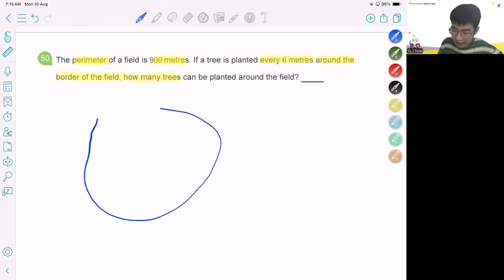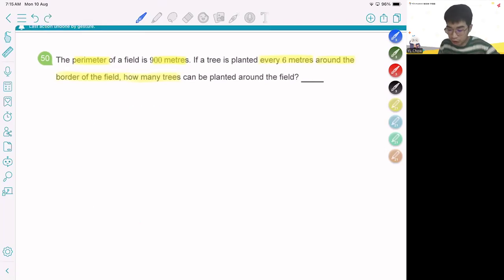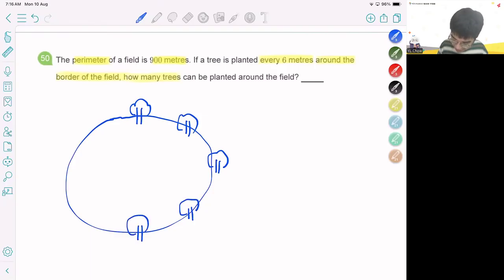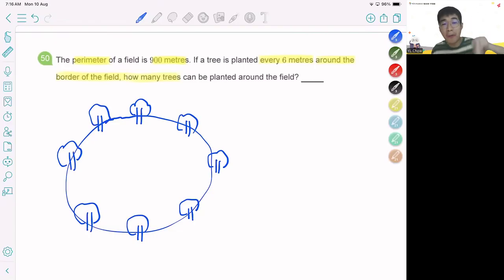If you know what's the key concept behind it? Now, let's say this is a field. Since I didn't say what shape it is, it could be any shape. Let me draw a prettier shape. Maybe this is the field. Before I proceed with the question, let's start with a small example. Let's say teacher Yong Lam decides to plant 1, 2, 3, 4, 5, 6, 7, 8 trees around the field. And I tell you, the gap between any two adjacent trees is 6 meters. Then can you find the overall perimeter of the field?